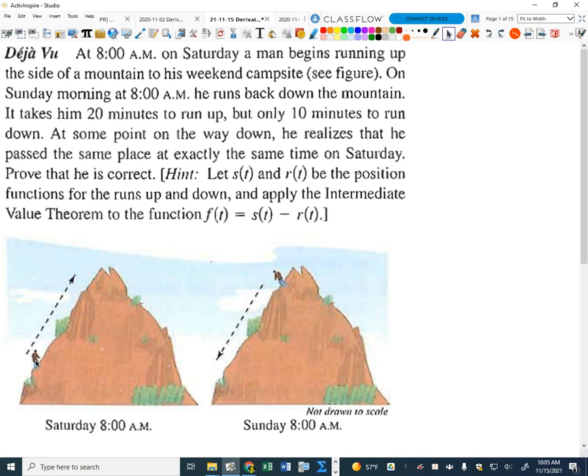It starts at 0 and it ends up at, let's say, half a mile or something, right? It ends up at half a mile, okay? If we let r of t be the position function for the run down, it starts at half a mile and ends up at 0 10 minutes later, right? Anybody good with that? Give me thumbs on that.